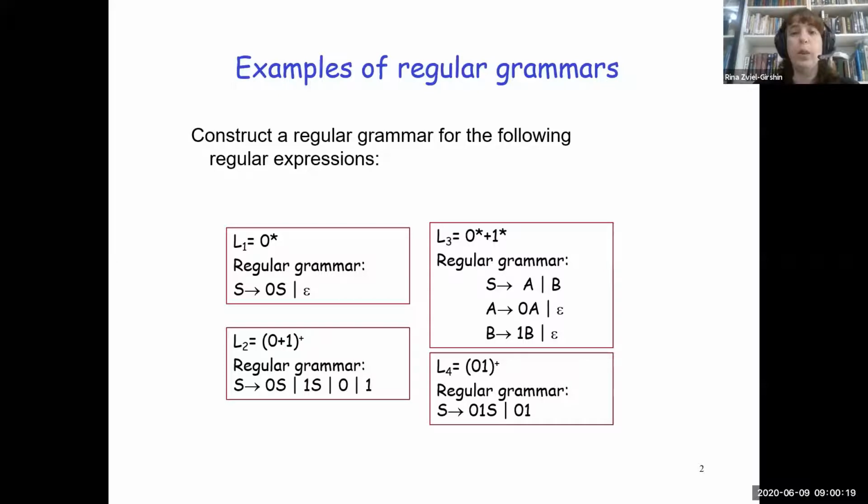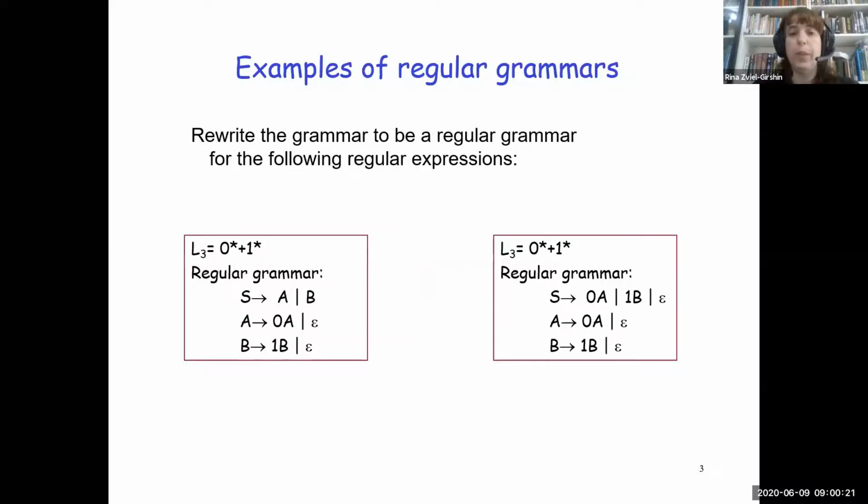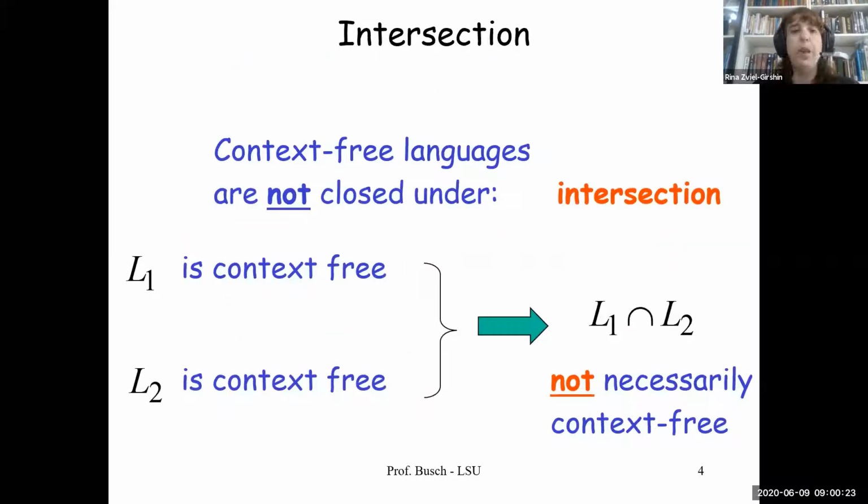Good. So let's move to the next topic. This is with regular grammar. Okay. During the lecture, I talked about closure operations between context-free languages and sometimes context-free language and the regular language. So we know that context-free languages are closed under concatenation, under union.